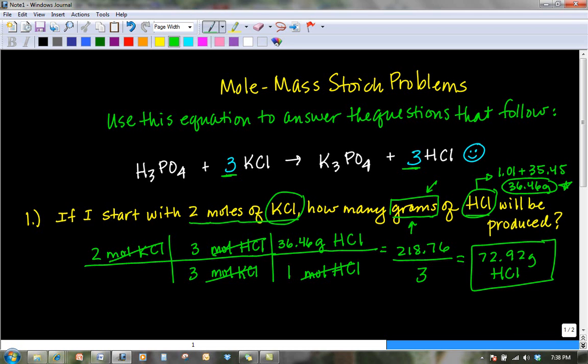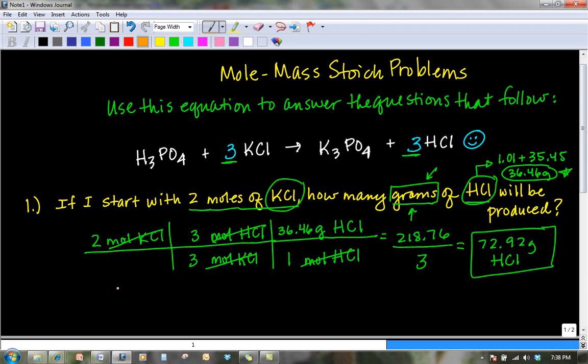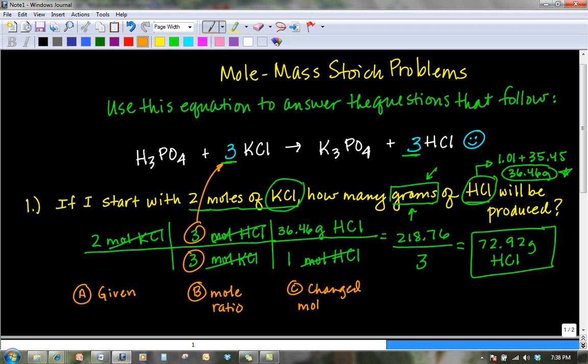So let's just go back over the different components of my grid here. In step A, I write the given. In step B, I write the mole ratio. And remember that these coefficients came from the equation. And then in step C, what I did is I changed moles to grams.